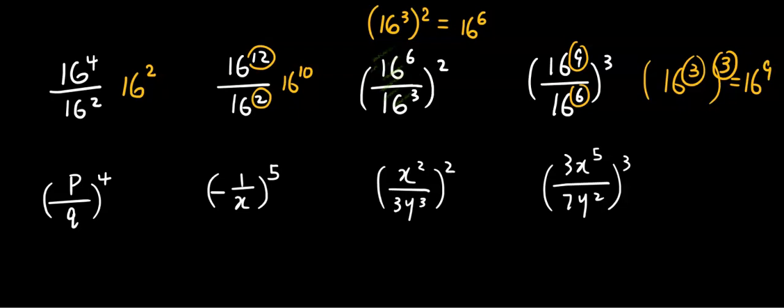All right. And next one, P over Q. So, outside has a 4. Therefore, P gets a 4th power. Q gets a 4th power, all down here.